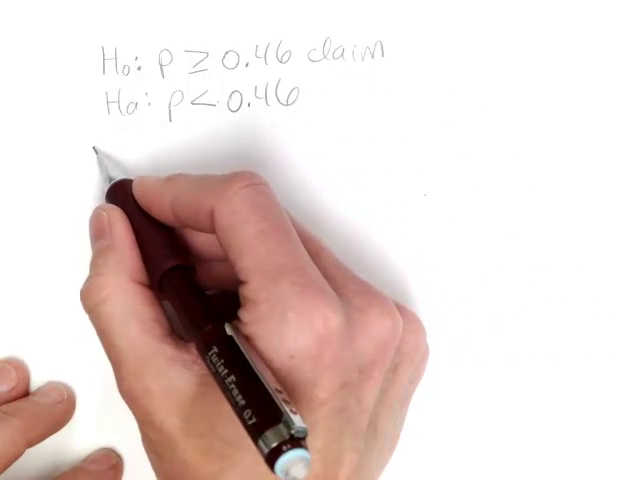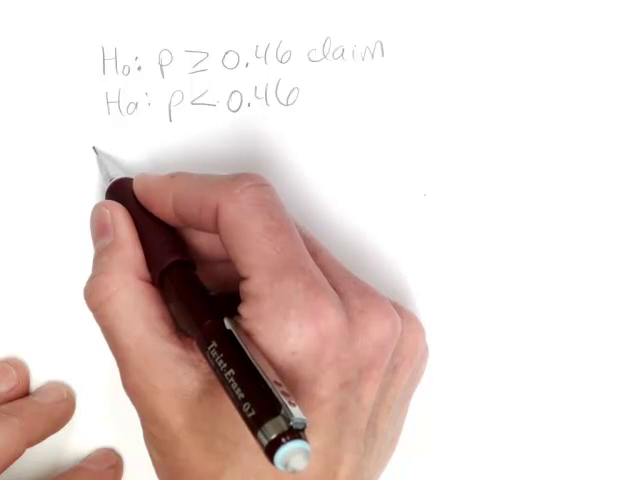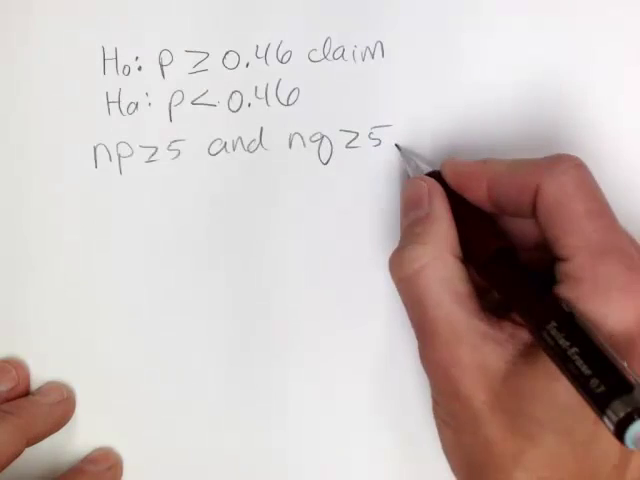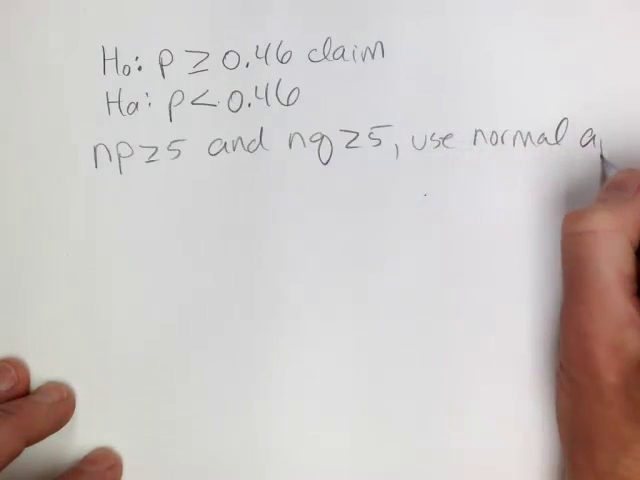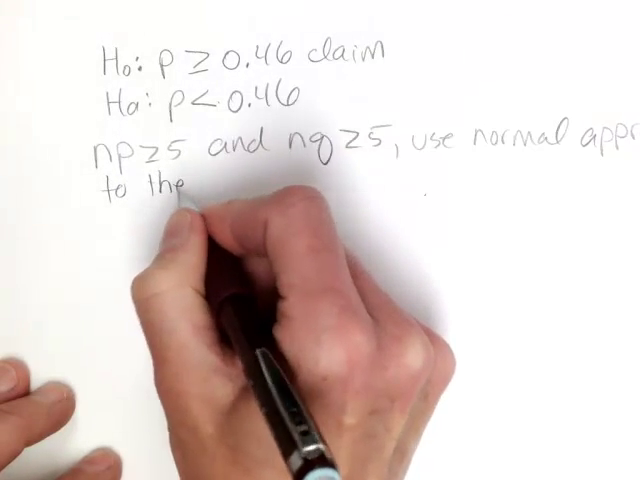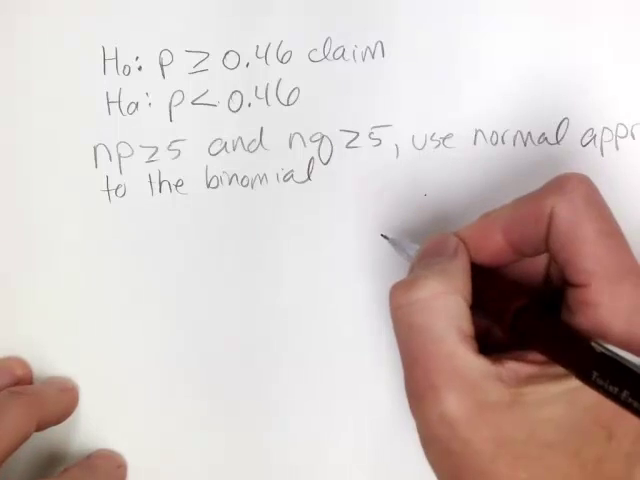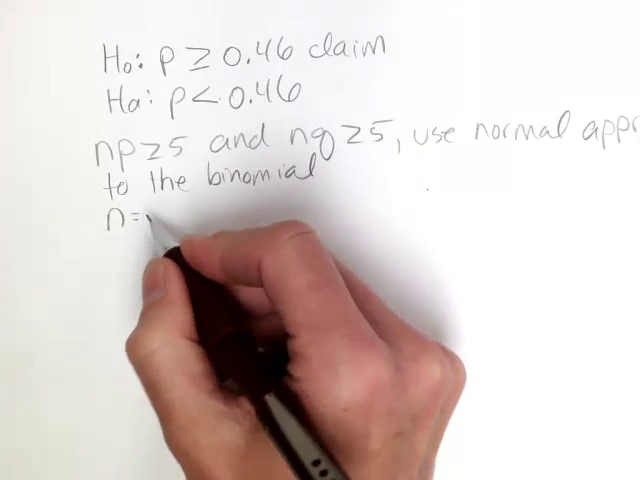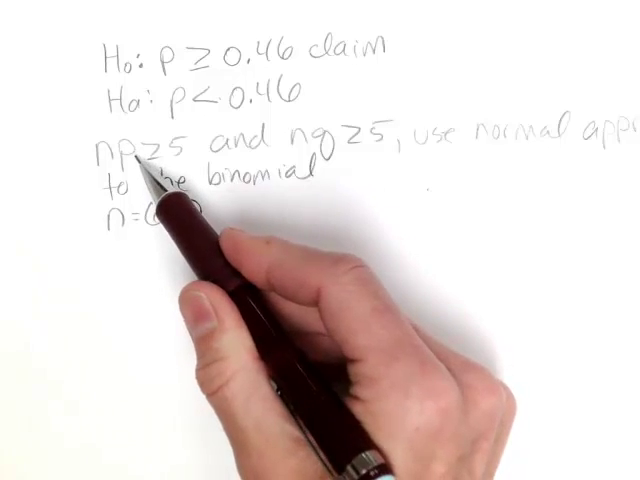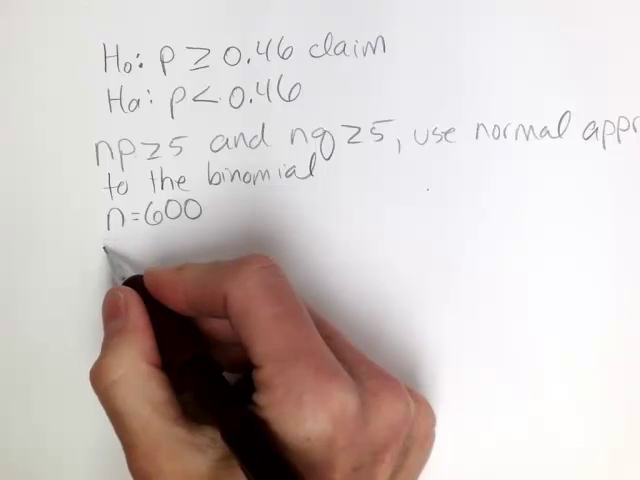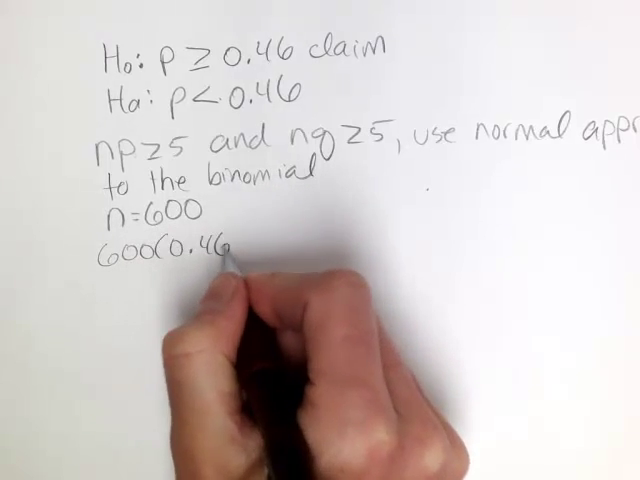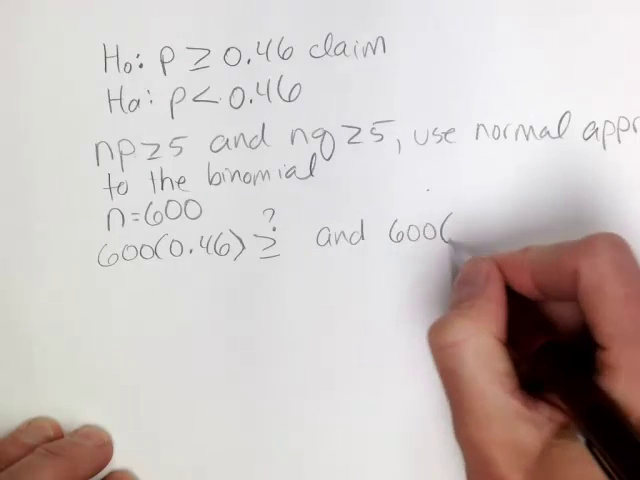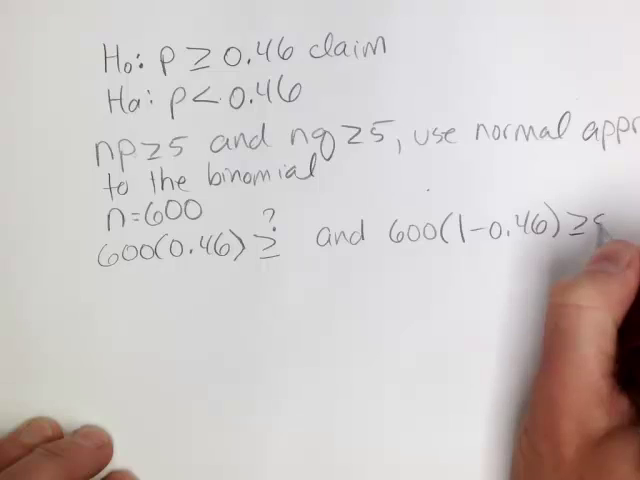Remember, in the text it states that if n times p is at least 5 and n times q is at least 5, then we can use the normal approximation to the binomial. So what that means for us is that we can go ahead and use that one proportion z-test in the calculator. n in this problem was 600, and p is the claimed parameter. So basically I want to know, is 600 times 0.46 at least 5, and is 600 times 1 minus 0.46 at least 5?